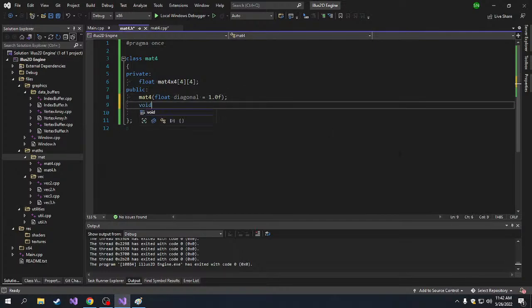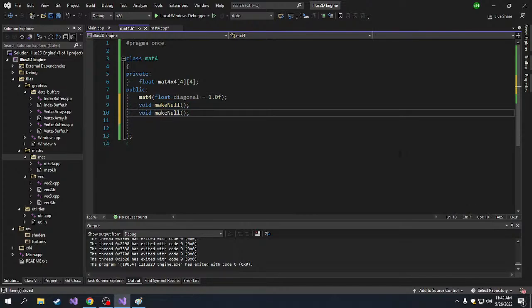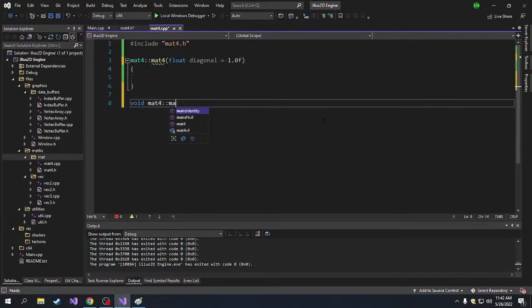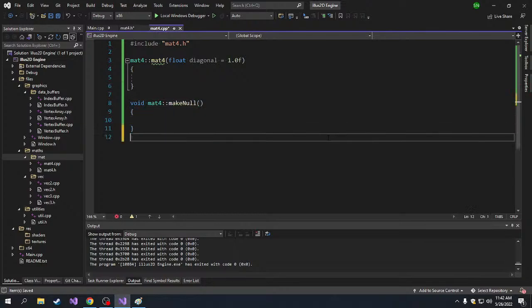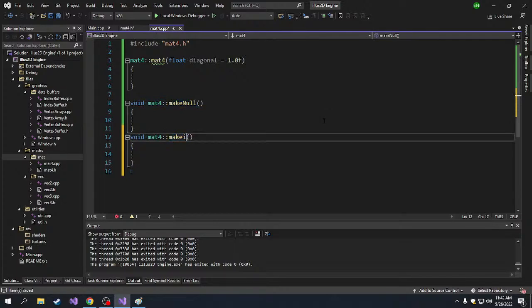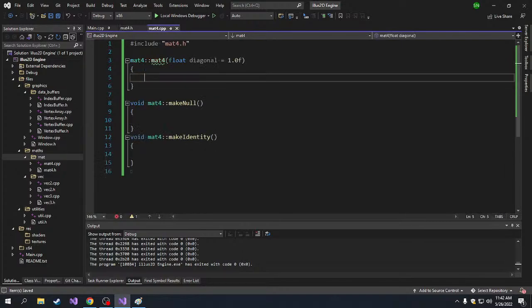Okay, so we're going to make some functions to make our matrices either null or identity. So let's start. We do void make null. We'll set aside void make identity, for an identity matrix. Cool. Now let me implement those functions here. mat4 make null, make identity matrix.